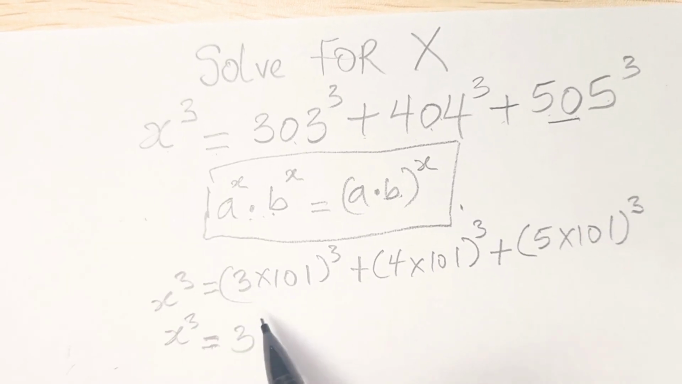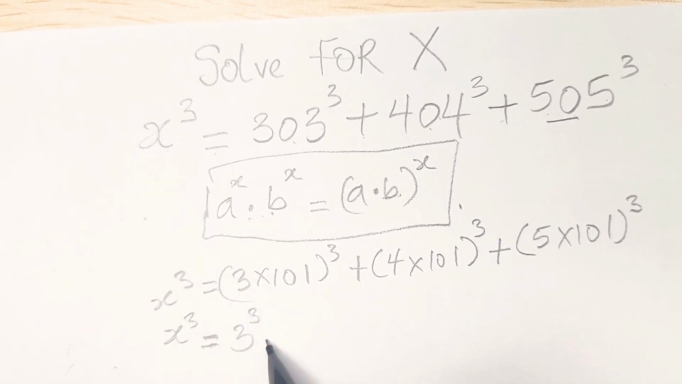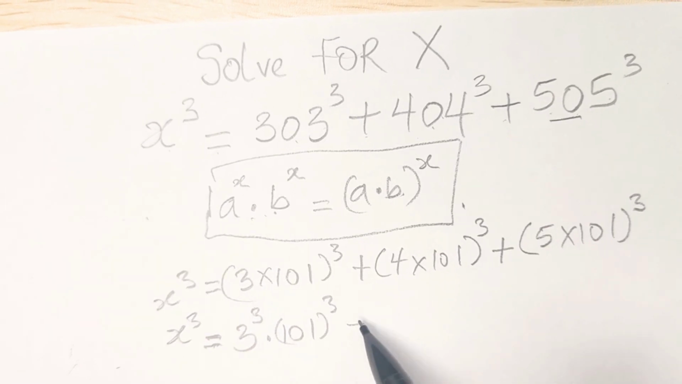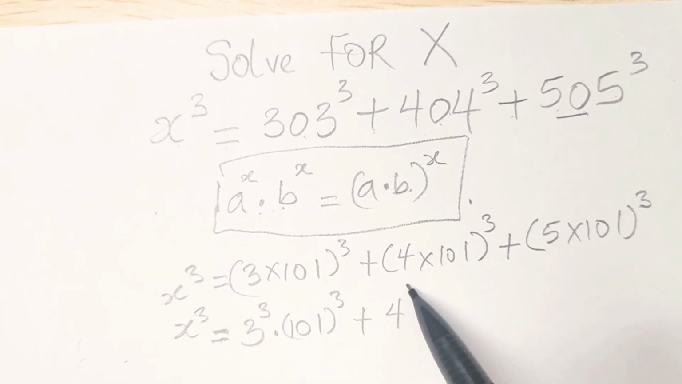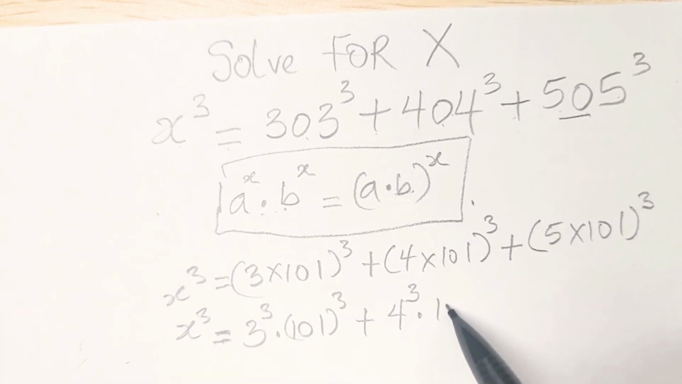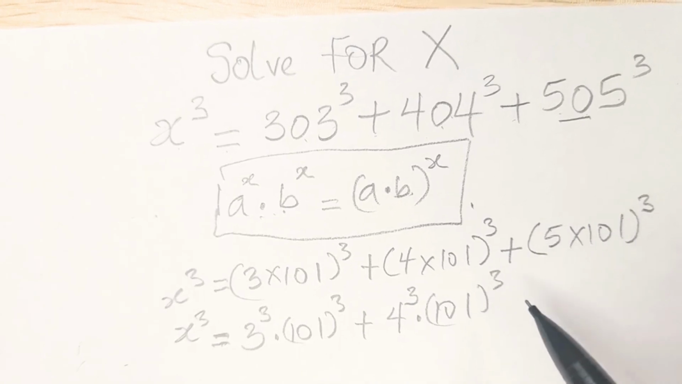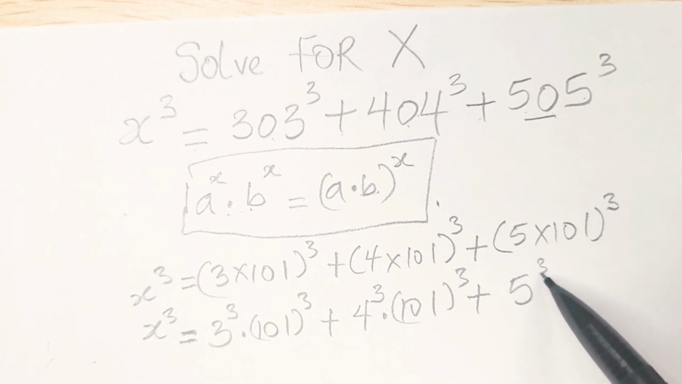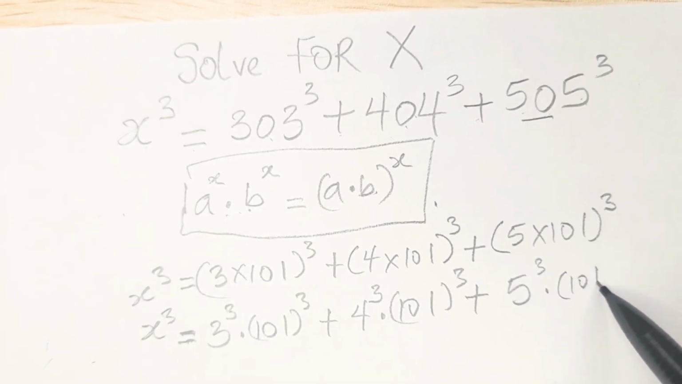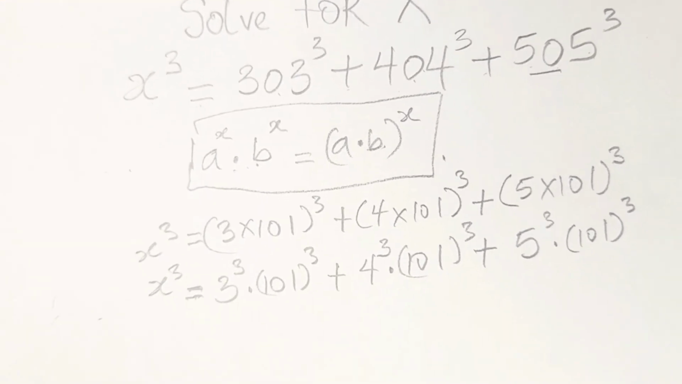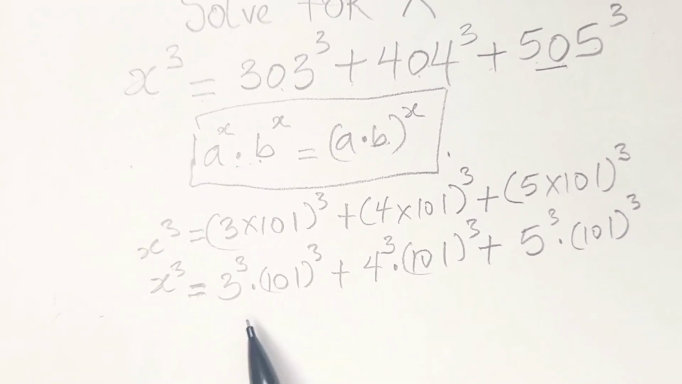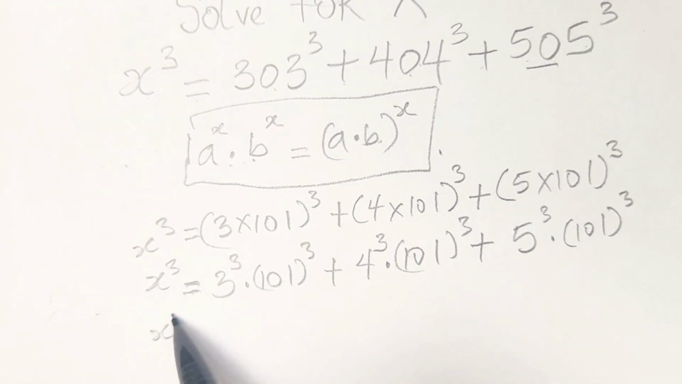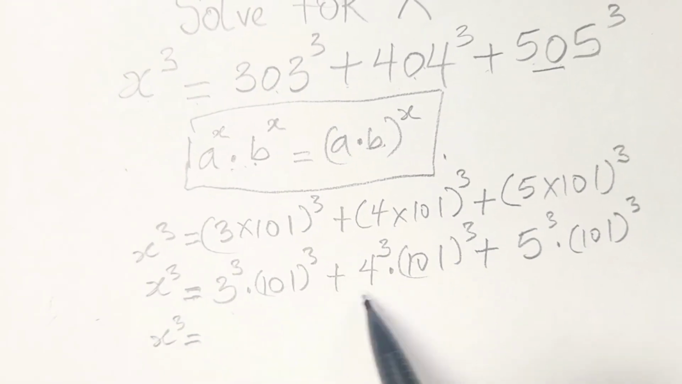This becomes 3 raised to power 3, that's 101 cubed, plus 4 raised to power 3, that's 101 cubed, plus 5 raised to power 3 times 101 cubed. Now we see that we can collect like terms on the right hand side. But before that, let's just multiply out these numbers.